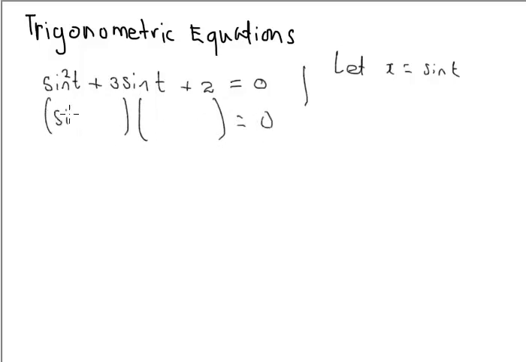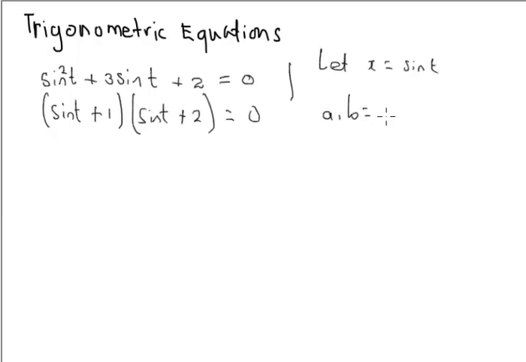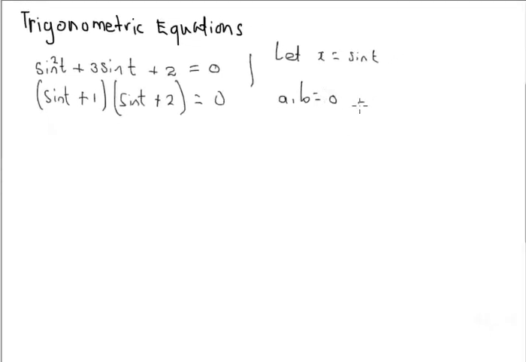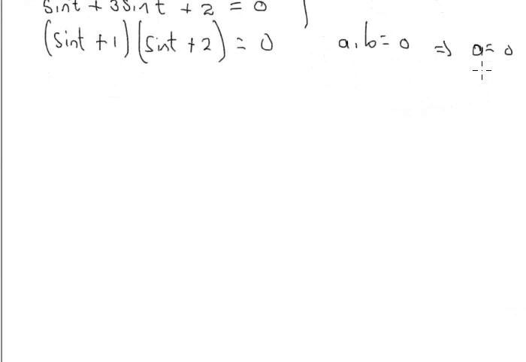What are the factors? I think it's sine t plus 2, sine t plus 1. All together. Now, when I've got a product of two numbers being equal to 0, I'm talking about a times b being equal to 0, then you know that this means that a is equal to 0 or b is equal to 0. Then we get here, say, sine t is equal to minus 1 or sine t equals minus 2.